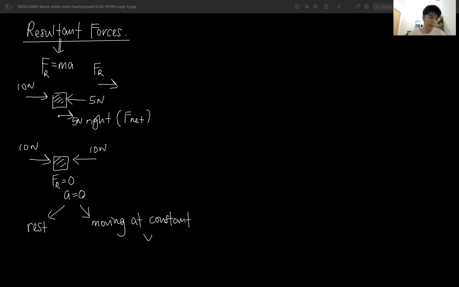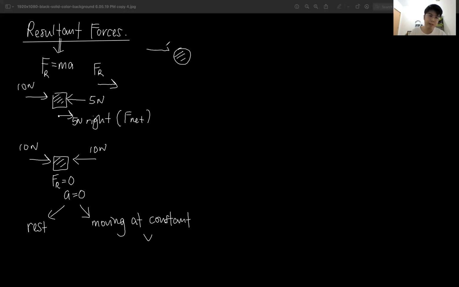So at rest, acceleration 0, and if you're moving at constant v, that means your v is not changing. Acceleration is the change of v, right? So if your v is not changing, then it's constant velocity. Okay, so acceleration 0 does not mean it must be at rest. No. Let me give you an example here. Imagine that a ball is moving.